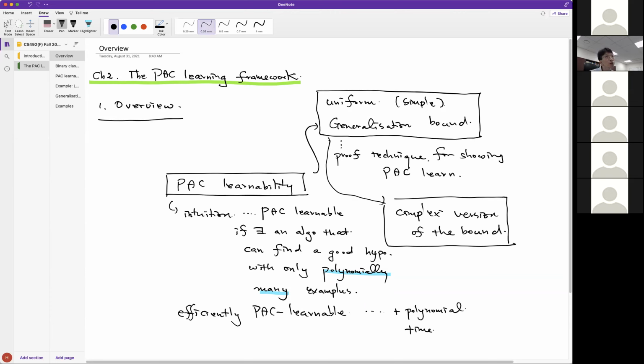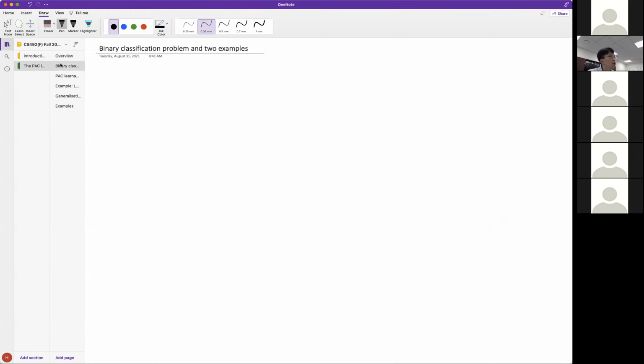Okay, so that's the big picture, the overview of chapter 2, and that's what we're going to talk about. So let me start with the setup. The setting that we're going to use in this lecture and also perhaps the first half of the course is a classification problem. So especially in this chapter, we're going to look at the binary classification problem. What is the binary classification problem? The problem is quite simple.